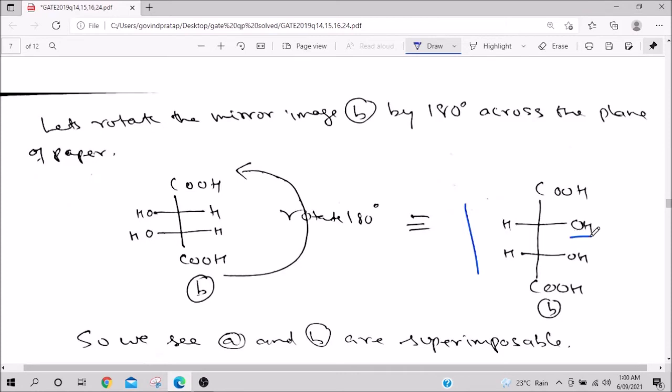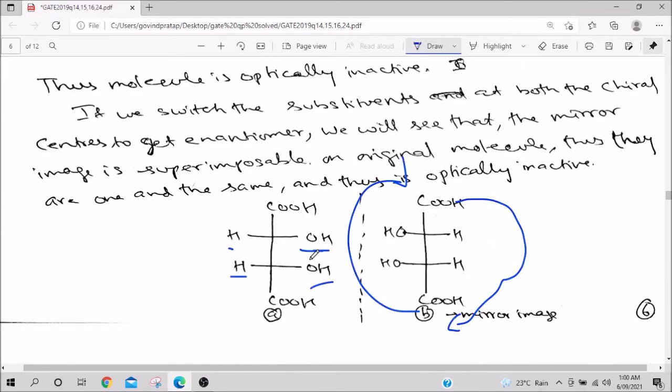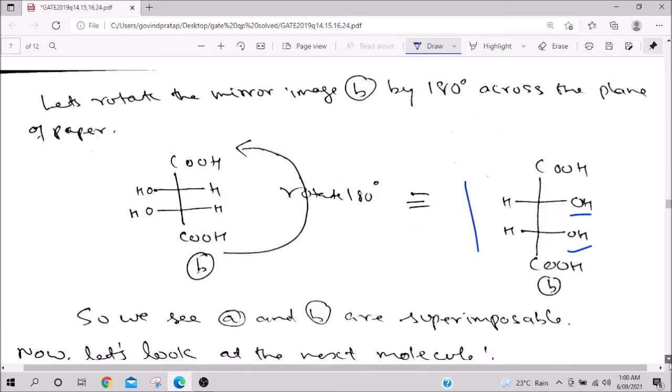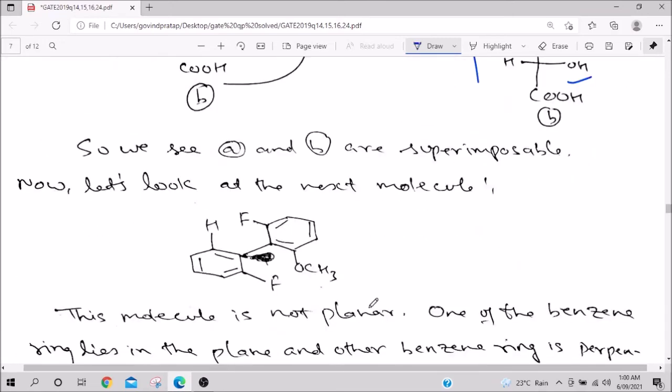So, in B what happens, both the OH are on right side, on A also if you see both the OH on the right side. So, they are superimposable and therefore, it is optically inactive. This molecule, okay, this molecule was very confusing. Initially I thought they are optically active, but later I realized that these two substituents are very small.